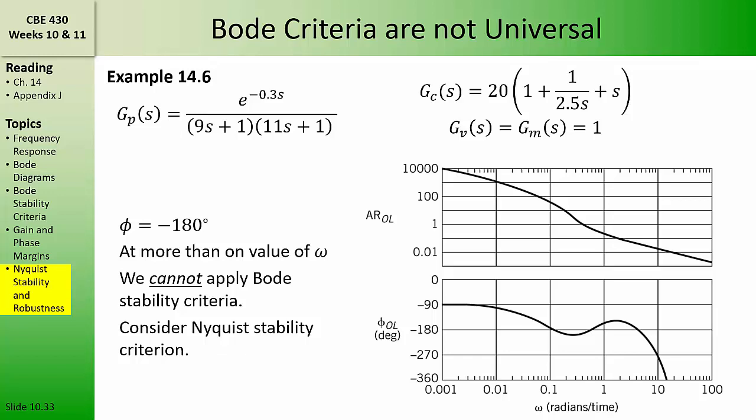In the previous video, we posed this scenario for which the Bode stability criterion cannot be used because the system has more than one critical frequency, or more than one frequency at which the phase angle is equal to minus 180 degrees. Nonetheless, we can still use the frequency response analysis to determine the stability of this process. We just have to apply what's called the Nyquist stability criterion instead of the Bode stability criterion.